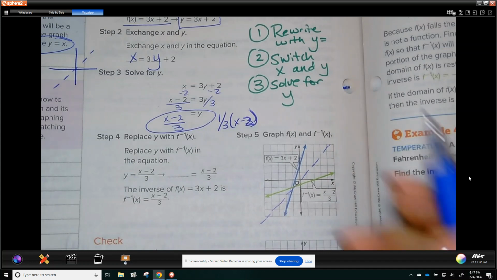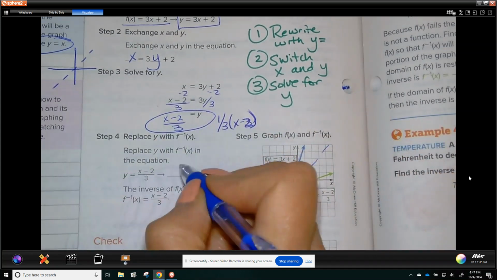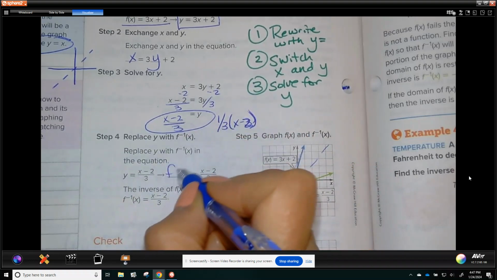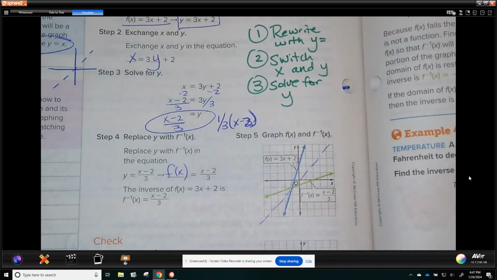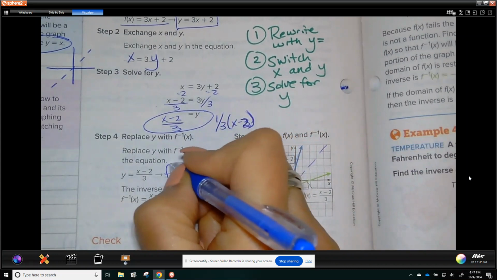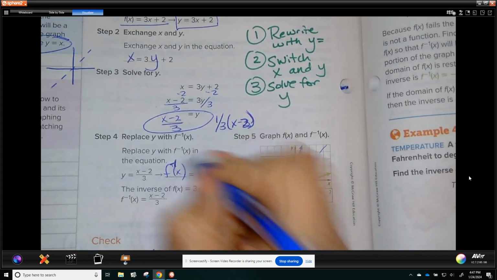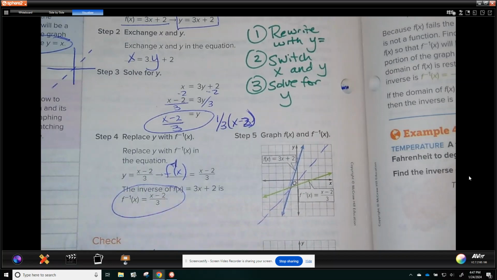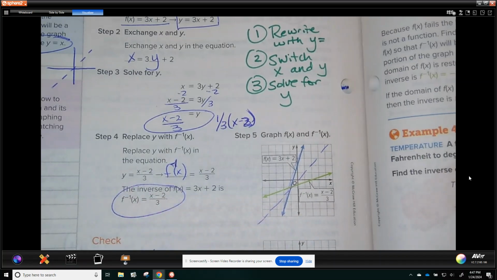Replace y. Oh, they want you to put back into function notation, which is just f of x equals that. Oh, but not f of x. You got to put that it's the inverse of that. Okay, let's do the check.